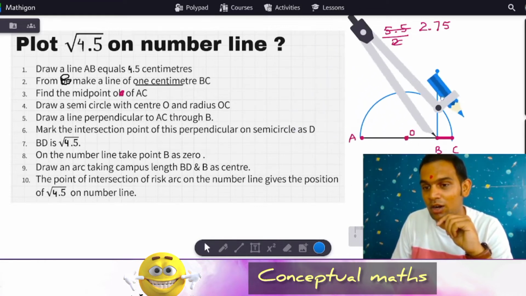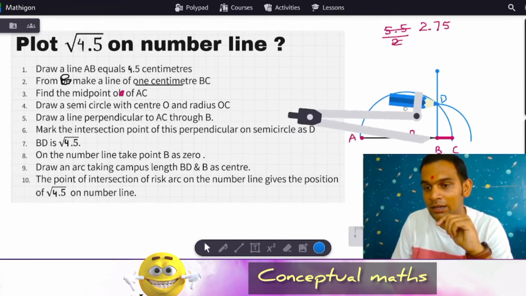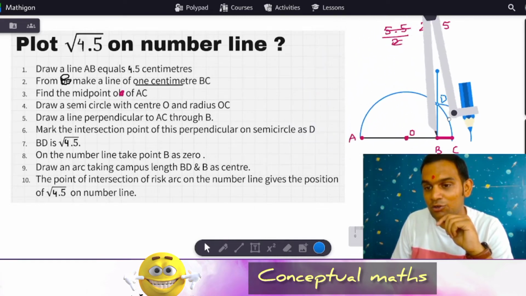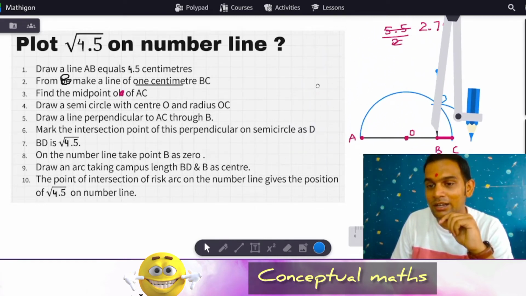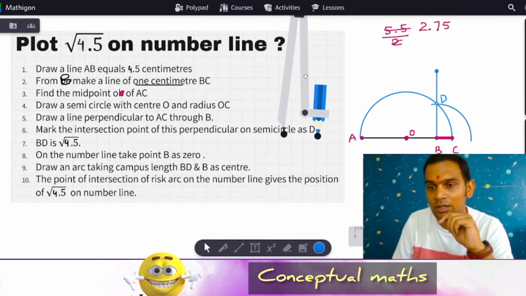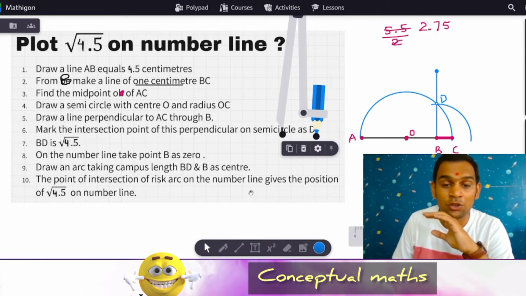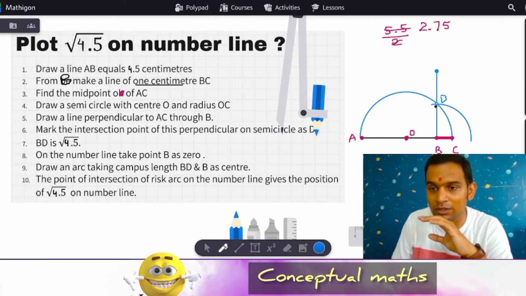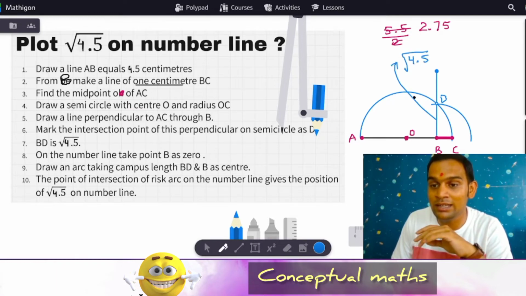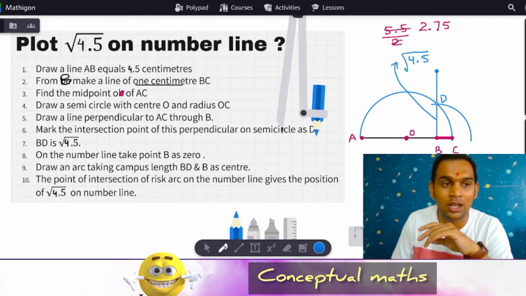And then we draw an arc on that, right? Now this arc, wherever it intersects the number line, will represent the point which we are requiring, that is square root of 4.5. That means this particular line which we drew, BD, is nothing but square root of 4.5. So when I take that as a radius, it will also represent it on the number line.